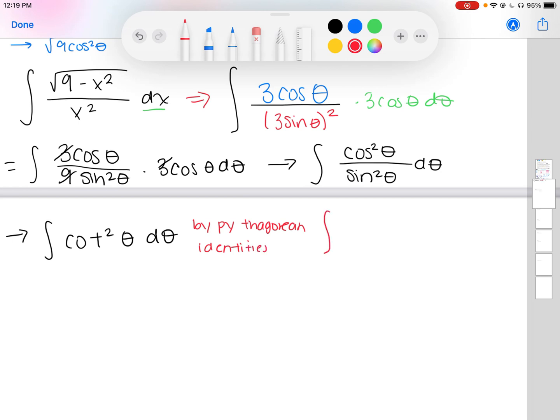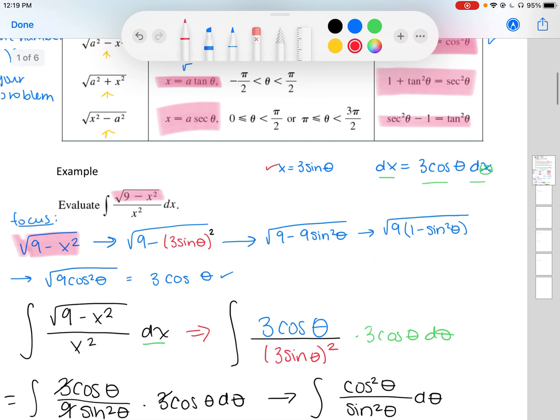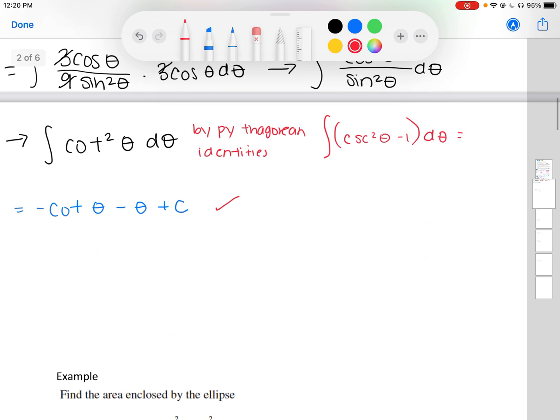We have the integral of cosecant squared theta minus 1 d theta, and I can apply that integral. So that our answer is negative cotangent theta minus theta plus c. And while we would think that we're done, remember, our question is asked in terms of x, not theta. So we need to go ahead and change this back into in terms of x. So change back to x.